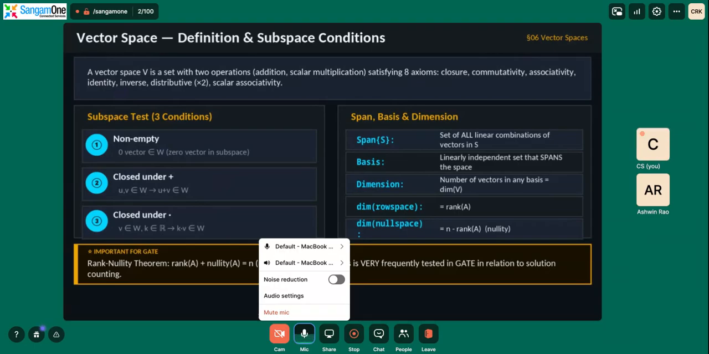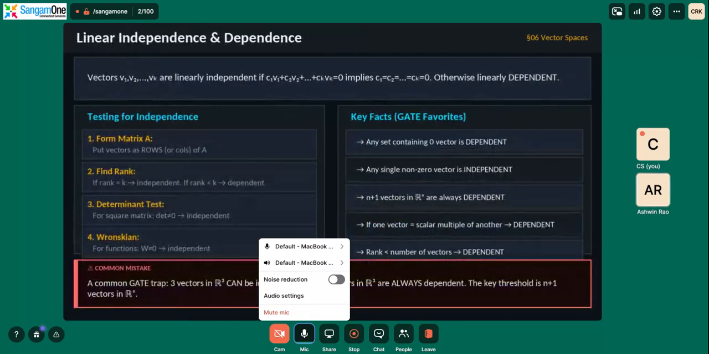Okay. Then this rank-nullity theorem formula should be noted because it's mainly asked in GATE. And moving on to these dimensions, you can note them down for solving the problems. Moving on to linear independence.